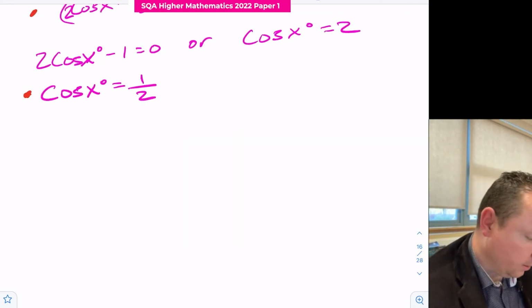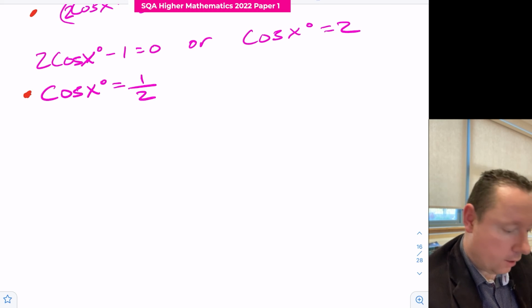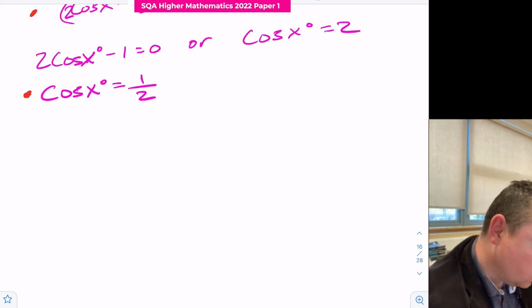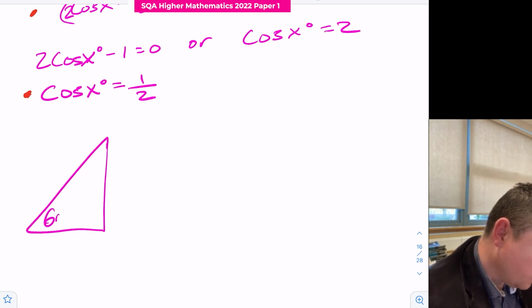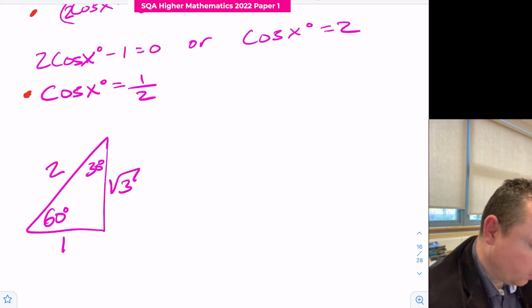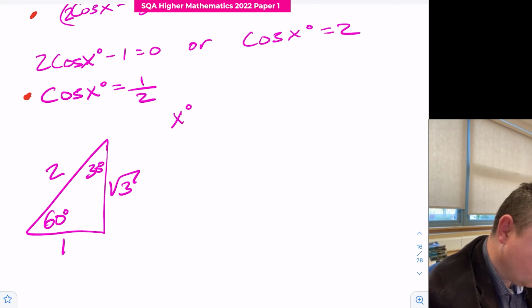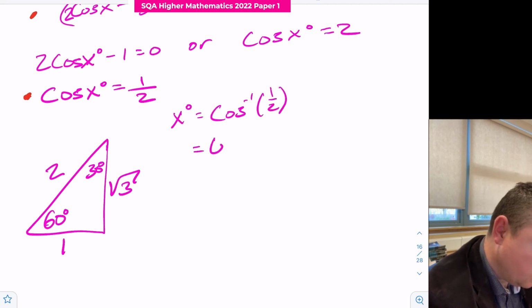We've got cos x degrees equals 1/2, so we're going to have to work out x, so it's an exact value. If you're not sure of them, you can do an exact value triangle. So if we had 60 degrees and 30 degrees, that'd be 2, that'd be 1, and that'd be root 3. And you should be able to see that the cos of 60 is 1/2 because it's adjacent over hypotenuse. So x degrees equals inverse cos of 1/2, which is equal to 60 degrees.